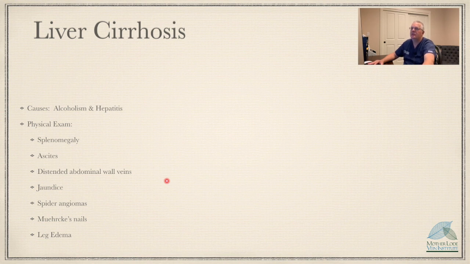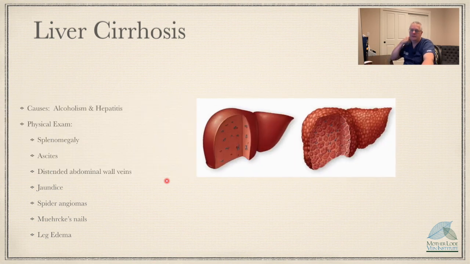It's usually as a result of either alcohol, the toxins from alcohol abuse or excessive use, the toxins can damage the liver and cause cirrhosis, or viral hepatitis can cause cirrhosis as well. So this is what a cirrhotic liver looks like here, a very damaged liver from, again, usually either hepatitis or alcoholic cirrhosis. This is a normal liver.